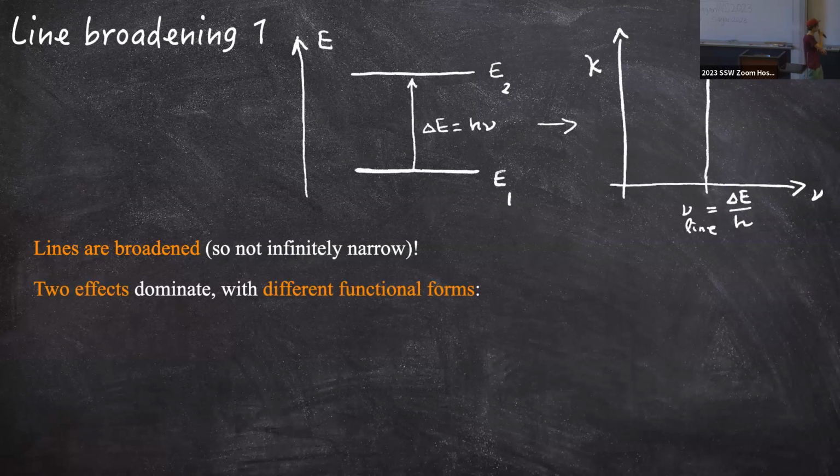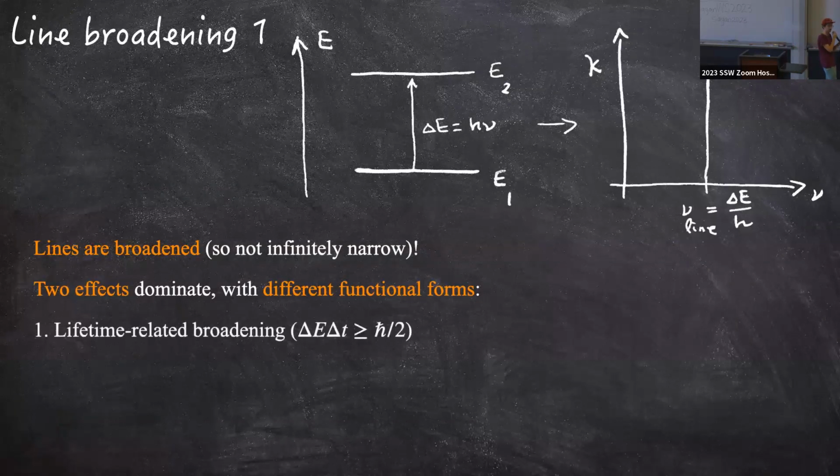And two effects dominate. One is lifetime-related broadening. So these excited states can have a finite lifetime, and if you think about Heisenberg's uncertainty relation, this also means an energy uncertainty. And there's also Doppler broadening. So the molecules, atoms, cloud particles, they're moving. And if a molecule is moving towards the photon, it will see a higher frequency than the intrinsic frequency of the photon, and can also absorb photons at a somewhat lower energy. And this is called Doppler broadening.